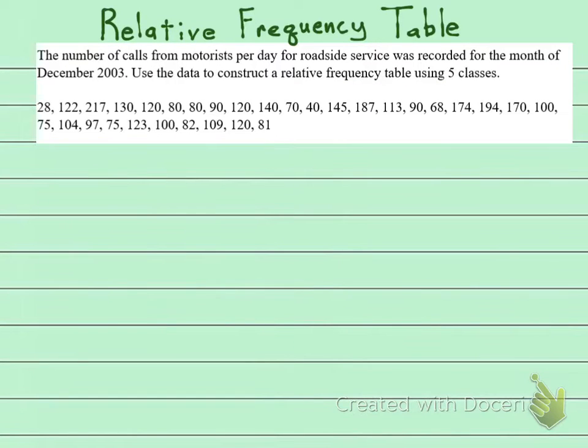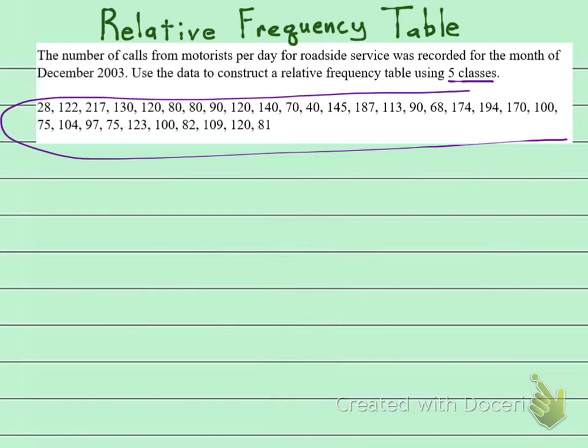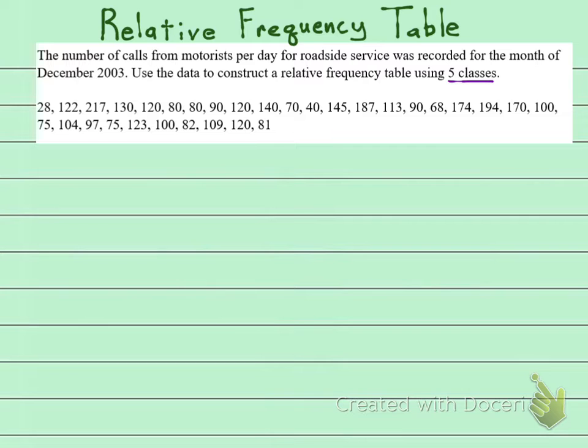All right, they want us to create a relative frequency table using 5 classes, and they give us this data here. This data is the number of calls from motorists per day for roadside service in the month of December 2003. One thing to note is that there are 31 days in December, and there are 31 data values here.